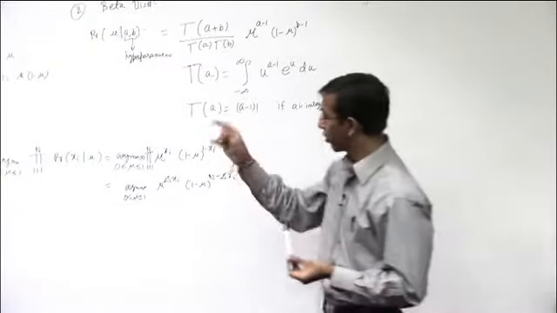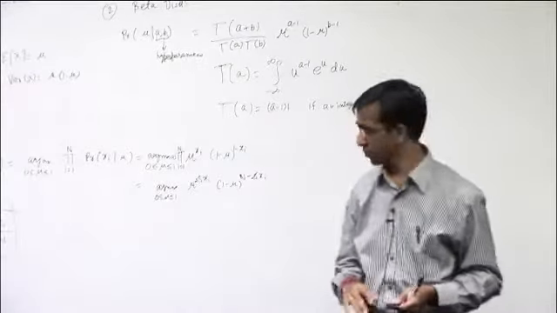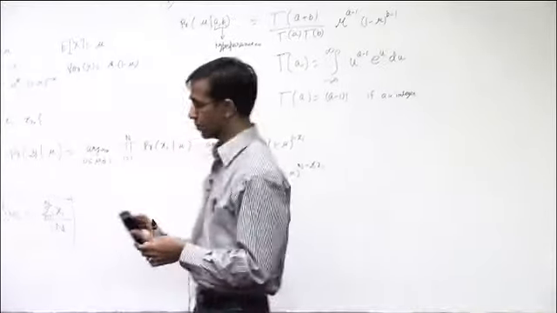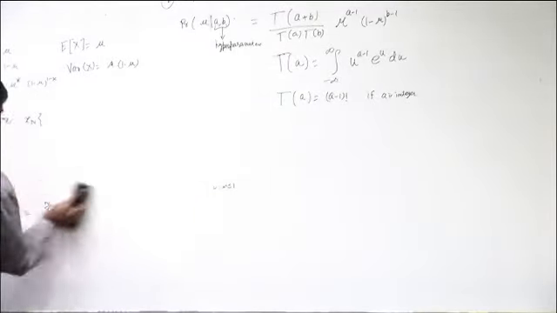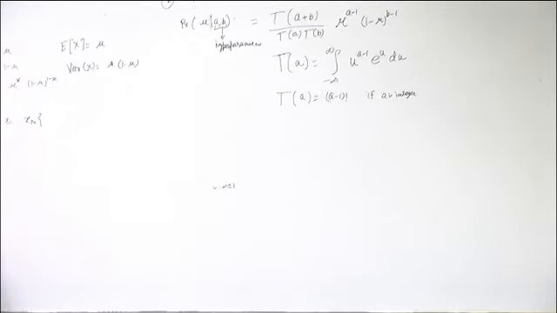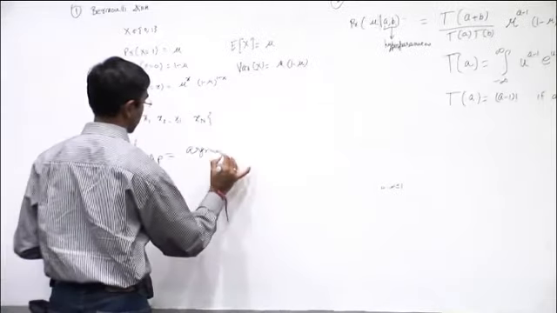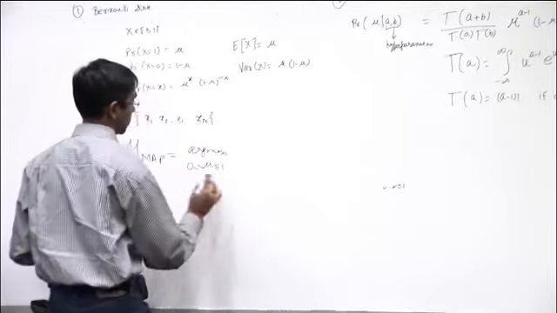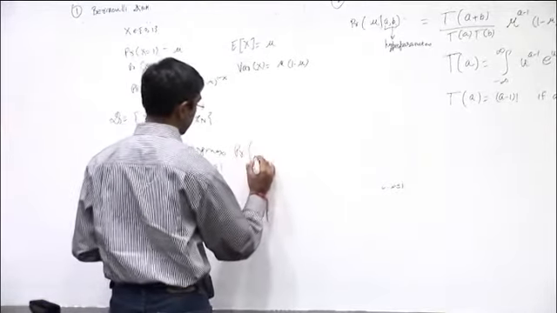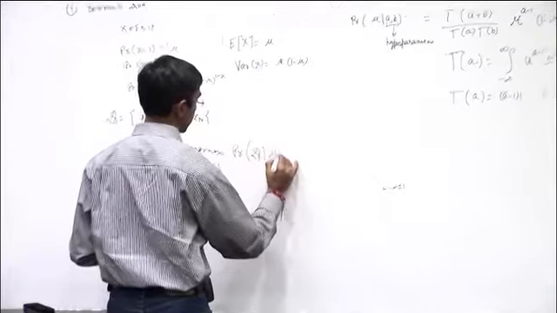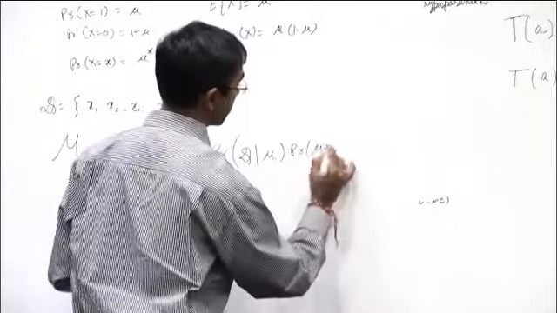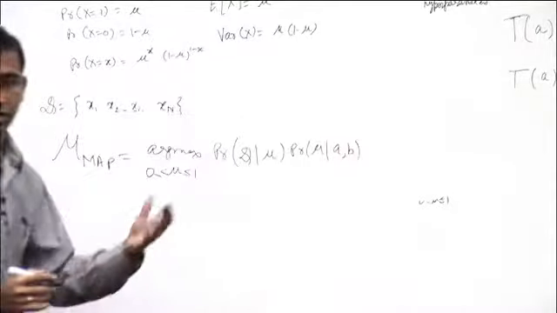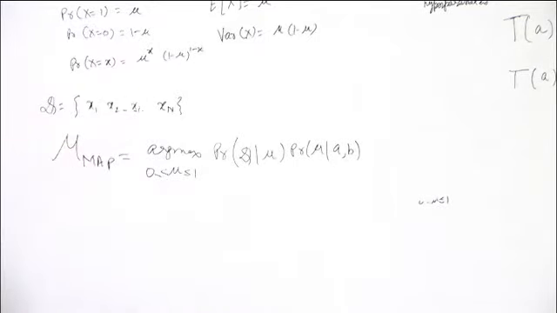Okay, so now let's look at our MAP solution. Your MAP solution, as I said earlier, is given by argmax over mu between 0 and 1 of the probability of the data set given mu times the probability of mu, given these hyperparameters, which we assume to be given or fixed. These are essentially your belief about the system.